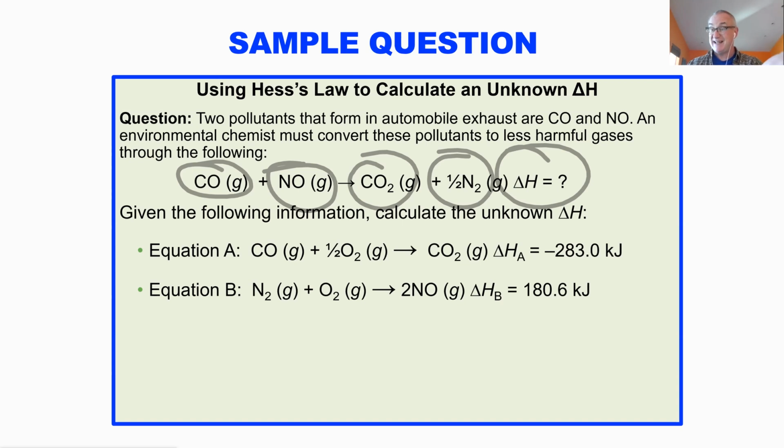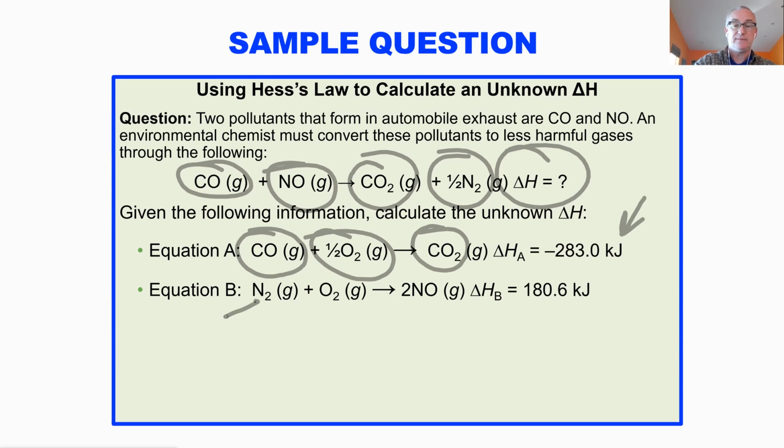The reactions they did have that are well known is carbon monoxide plus half a mole of oxygen makes CO2. That's a fairly well-known reaction. That's an exothermic reaction and releases that much energy. It's also well known that if you take nitrogen and you combine it with oxygen, you get 2 moles of nitric oxide or nitrogen monoxide. That is an endothermic reaction.